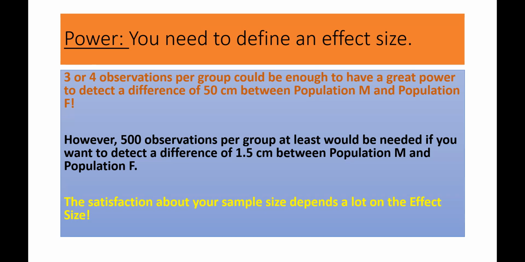So if your supervisor or your boss wants you to have a power of at least 80%, well, you need to think of a practical effect size, okay? If nobody has any clue of the effect sizes, well, you are free to cheat basically and say, oh, we have a very great power of 99%, but the effect size is 90 centimeters to detect between population M and population F. But we have a great power, so that's fine. My analysis is fine. In reality, it's not really fine because it's not really a practical difference to detect 90 centimeters.